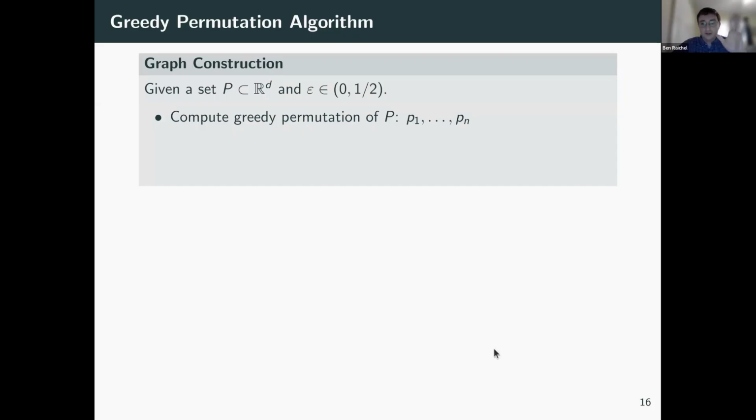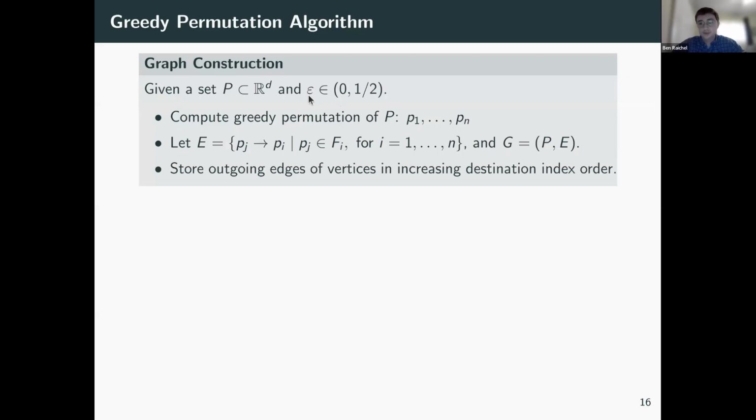So now what's the graph construction? Basically, I've already told you intuitively what it should be. So it's very simple. I give you the point set and epsilon as the input, and then I'm going to compute a greedy permutation, and then my edge set is just going to be the friends, right? So for every i I look at the friends of i, and I add an edge from that friend to p_i, and that's it. That's the graph, okay? And obviously what's in the friends list depends on this parameter epsilon, okay?